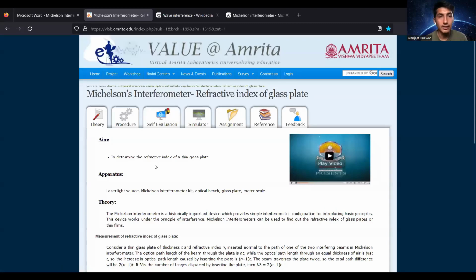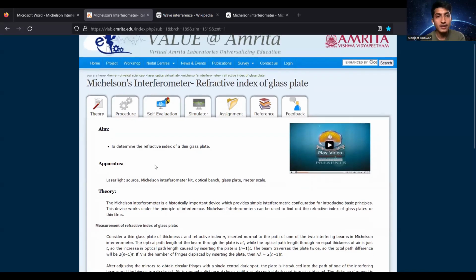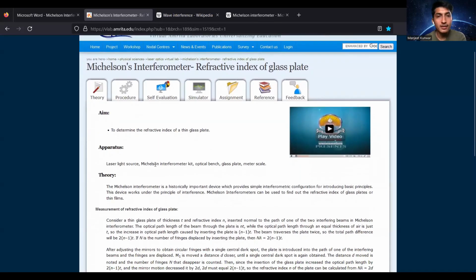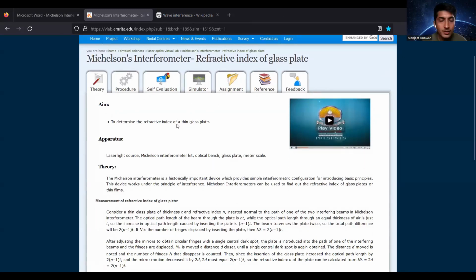Here is our virtual lab, which is made by Amrita University, and I already bookmarked my topic, the Michelson interferometer, to find the refractive index of a glass plate. On the website you can find theory, procedure, self-evaluation, simulator, assignment, and reference. So first I am going to discuss theory.